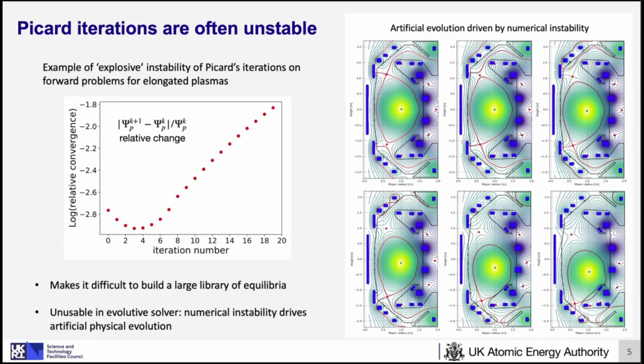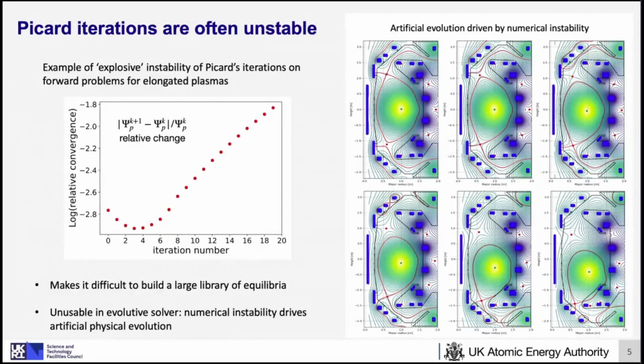So FreeGS does have a static solve, but this is based on Picard iterations, and this is okay when you want to apply it to inverse Grad-Shafranov solves, but I'm sure if you've tried for forward Grad-Shafranov solves, Picard iterations are very often, especially for elongated plasma, numerically unstable. They will just not converge. And so this, in a way, wasn't enough for the use cases that we were aiming for.